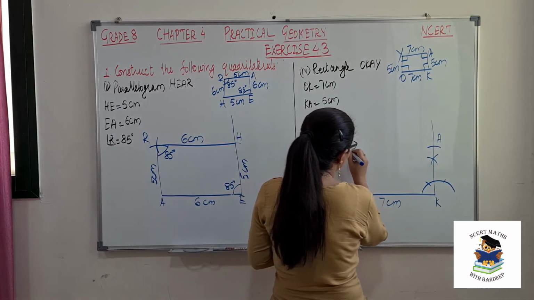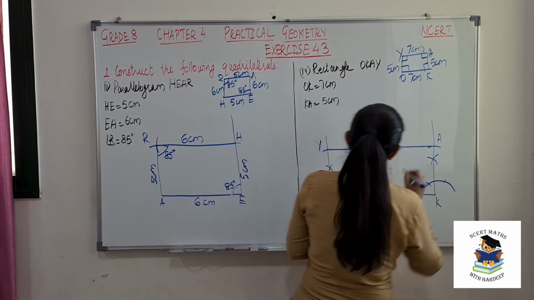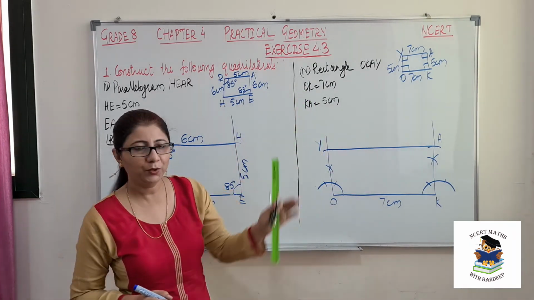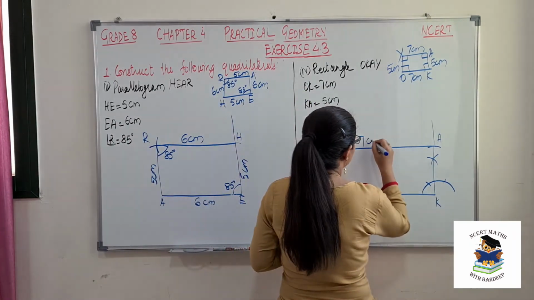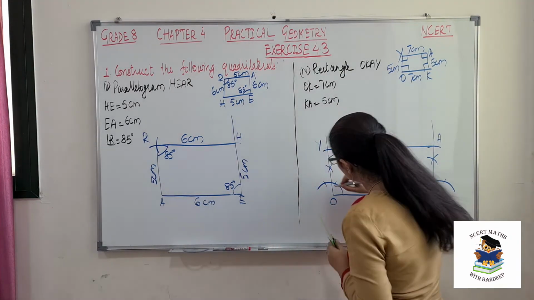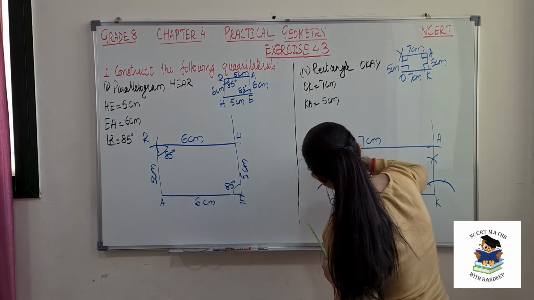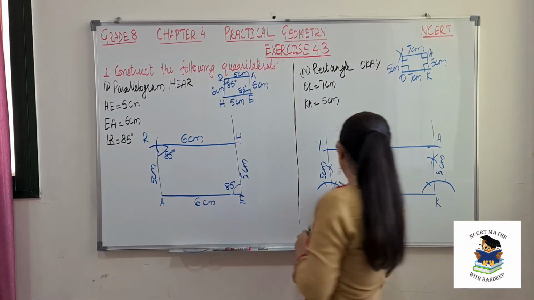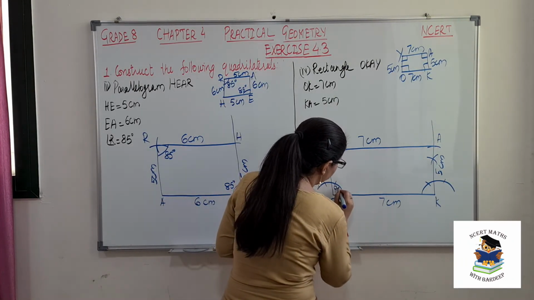See how easy it is. So join YA, and this is your rectangle OKAY. So we will write 7 centimeter here. This is 5 centimeter. This also 5 centimeter. You should mark your angles also, as this is 90 degree.